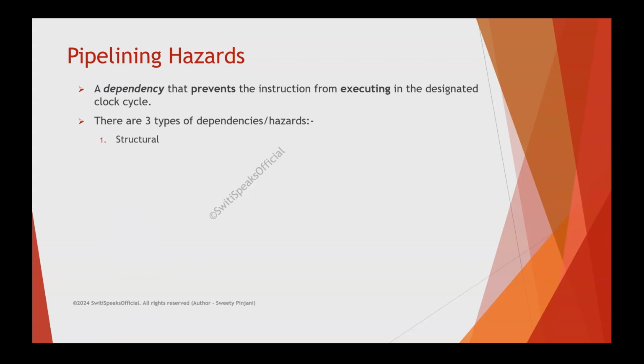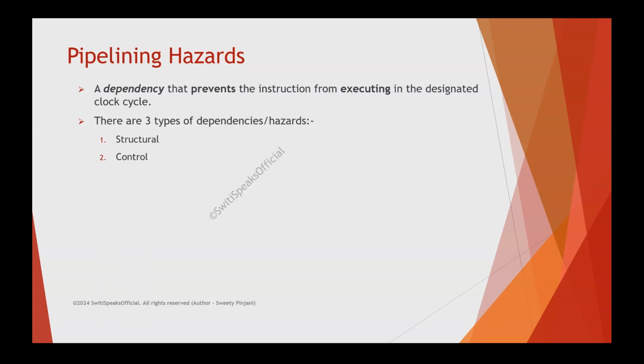The first one is structural dependency. Structural dependency is due to the hardware resources. There is a possibility that in the same clock cycle, two different instructions in your pipeline want access to the same resource, say a particular register. Two instructions in your pipeline need access to a register at the same time. This kind of hazard is called a structural hazard.